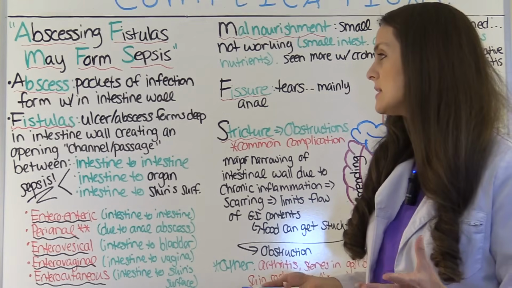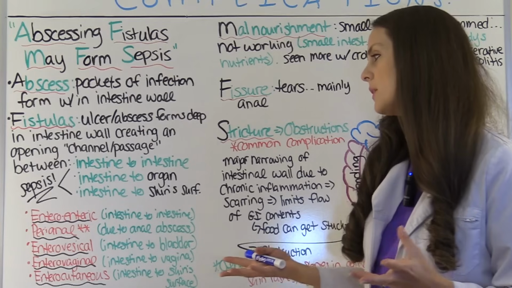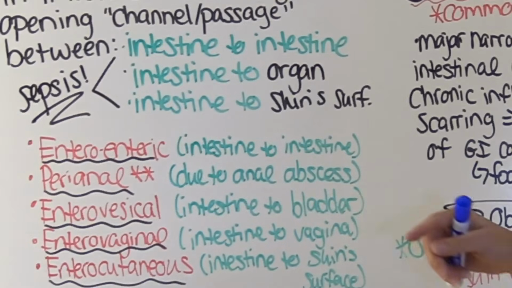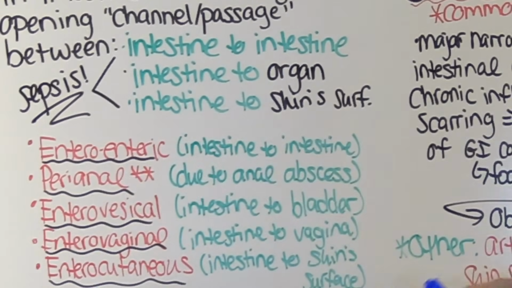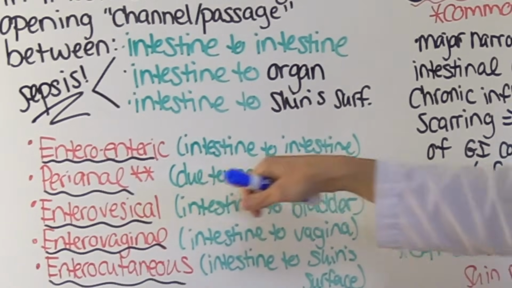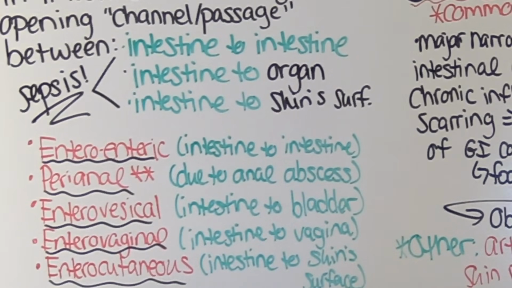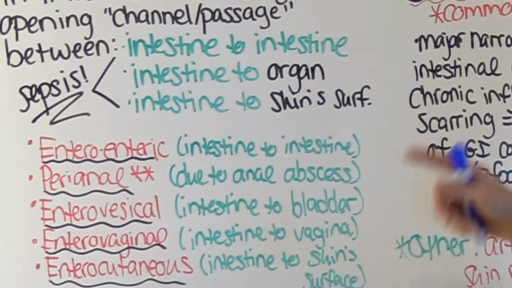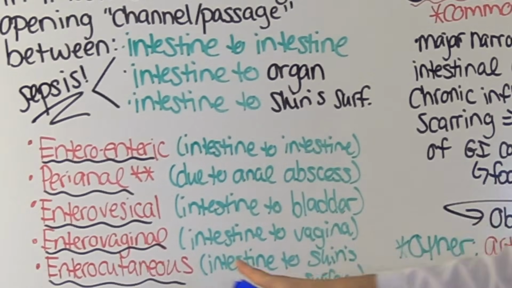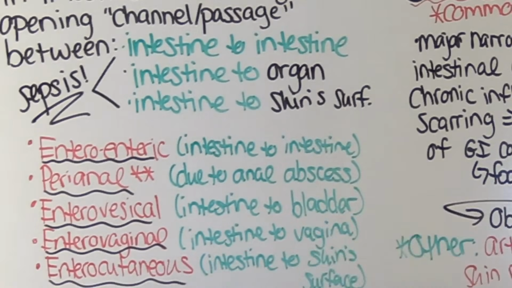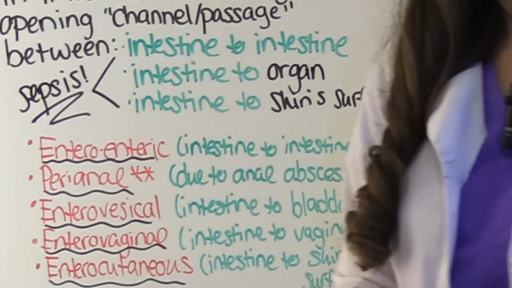Now there's various types of fistulas, and I'll go over them with you. Your medical terminology will help you learn which one they are. We have what's called an enteroenteric, which is where you have an intestine connected with another intestine. Perianal, around the anus area, and this is due to one of those abscesses bursting. That's normally what causes that. An intravesical, which is the intestine connected to the bladder. Then you have the intravaginal, which is the intestine connected to the vagina. And then you have the intracutaneous, which is the intestine connected to the skin surface.